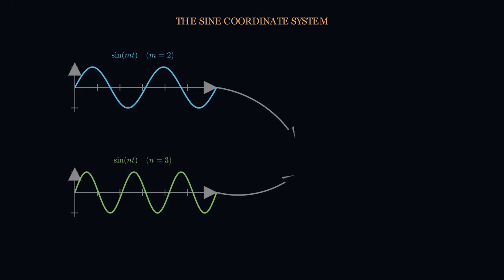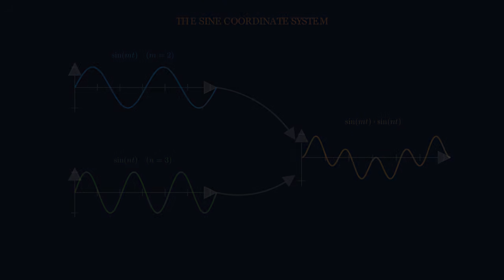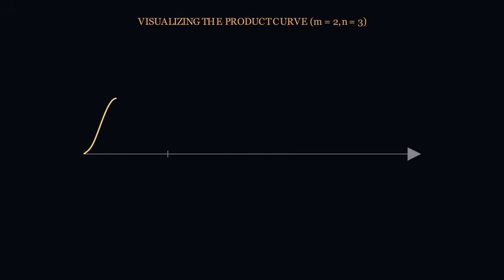This brings us to our geometric coordinate system, sine waves. Consider 2 sine waves, sin(mt) and sin(nt), where m and n are different integer frequencies. We want to test their orthogonality over a standard interval from 0 to 2 pi. To do this, we multiply them point by point to create a brand new function, sin(mt) dot sin(nt). We then calculate the net area under this product curve. Let us visualize this product curve step by step.